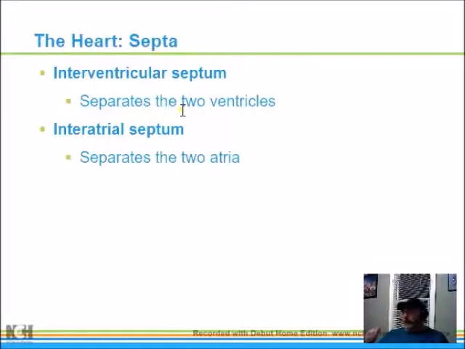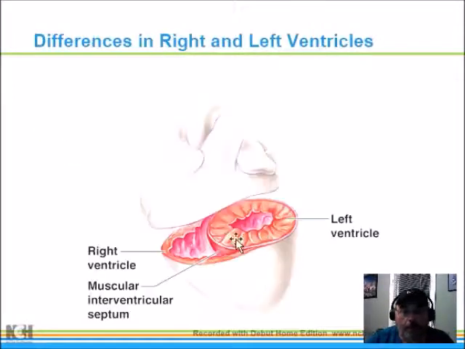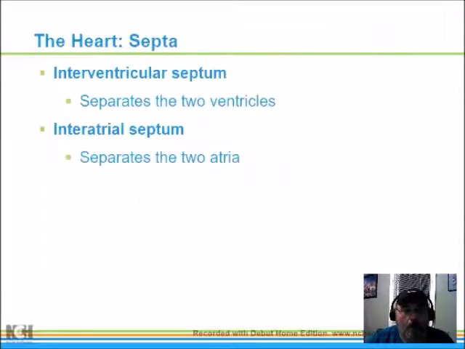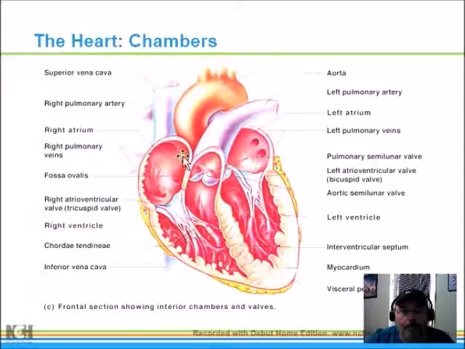Now, because we have 4 chambers, we have to have dividers between them. And we have an interventricular septum, which is more muscle, that separates the 2 ventricles. And if we go back here, you can see this area would be the interventricular septum. And we have the interatrial septum. And if you look here, there is just some thin tissue separating the 2 atria.